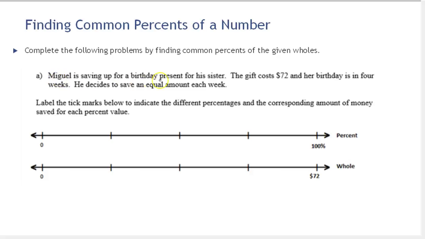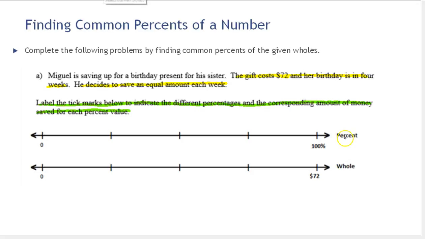Miguel is saving up for a birthday present for his sister. The gift costs $72 and her birthday is in 4 weeks. He decides to save an equal amount each week. Now here's our goal. Label the tick marks below to indicate the different percentages and corresponding amounts of money saved for each percent value.